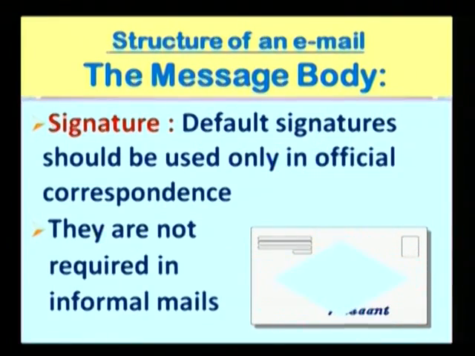Next. The last point, or we can say the last thing in an email structure, that is the signature, or the message body, that is the signature. Friends, as you know, we can also use default signatures while writing or sending emails. That is automatically generated. We don't have to type the name and designation or office address every time. So you can use a default signature, but remember, default signatures are used only in official or formal emails. They are not used in informal or personal types of mails.